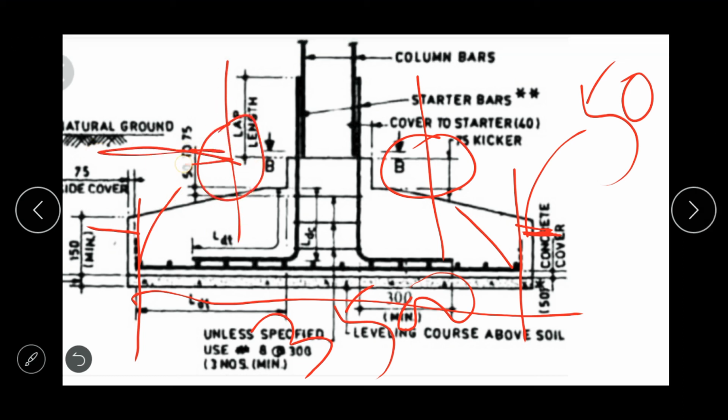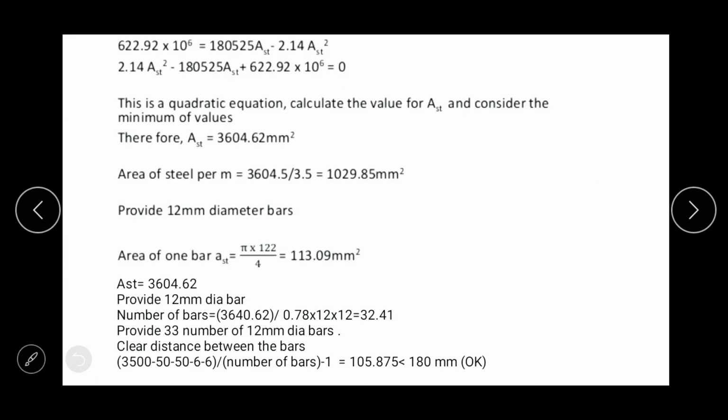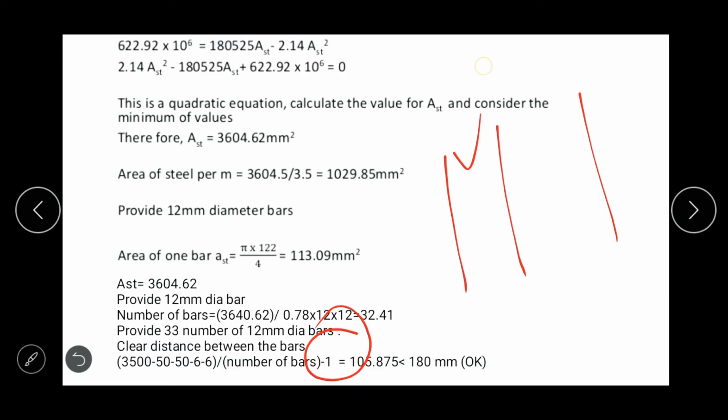So this half portion: the total diameter of the bar is 12 mm, so half portion is 6. So 3500 minus 50 minus 50 minus 6 minus 6, divided by number of bars minus 1. Why is minus 1 placed here? All of you know that if 3 bars are placed, then the space between these 3 bars is 2. So for 33 bars, the space is 32. That is why here it is written minus 1.